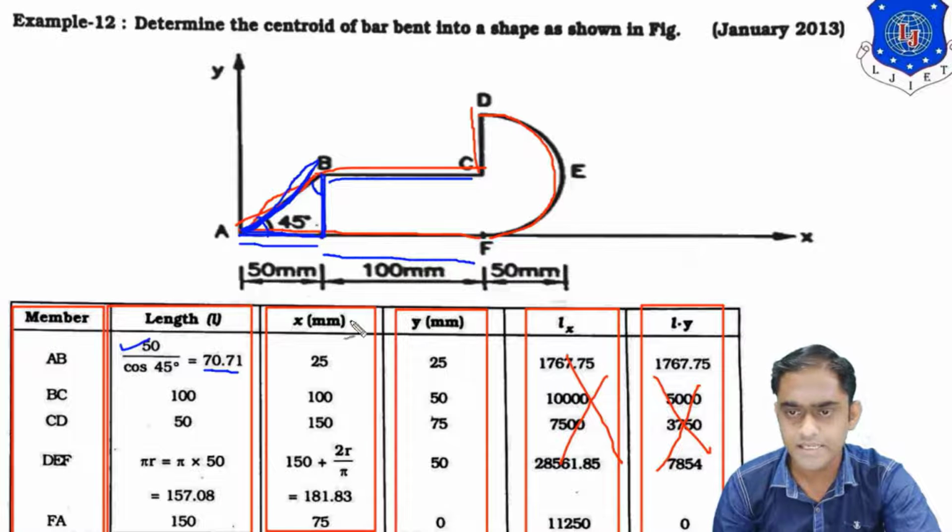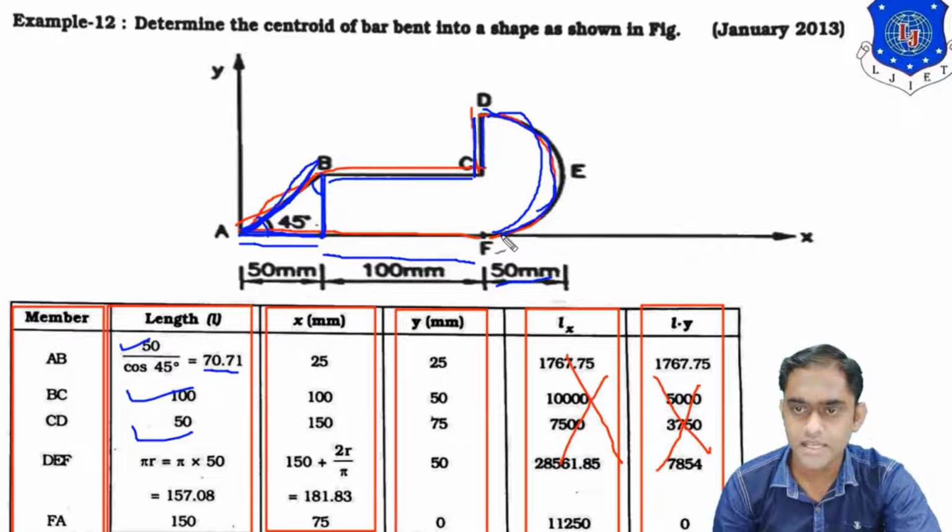Now what is the length of BC? It is given to you directly as 100 mm, so the length of BC is equal to 100 mm. What is the length of CD? CD is actually the radius of this semicircular arc. This semicircular arc radius will be CD, which is given to you as 50 mm. So this is 50 mm.